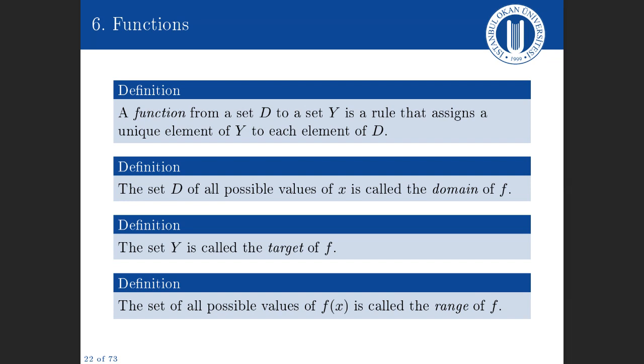What is a function? A function from a set D to a set Y is a rule which assigns a unique element of Y to each element of D. The set D of all possible values is called the domain of f. The set Y is called the target of f. And the set of all possible values of f of x is called the range of f.